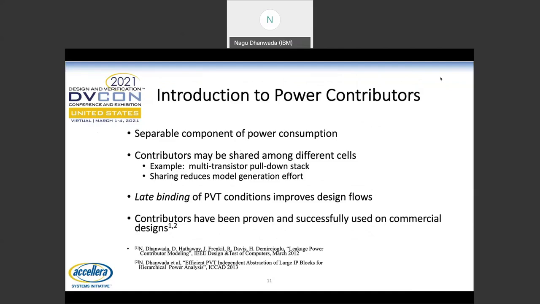Now to get into the how part of it, right? Before we get into a little bit more details on the how part of it, we would like to address some of the needs.